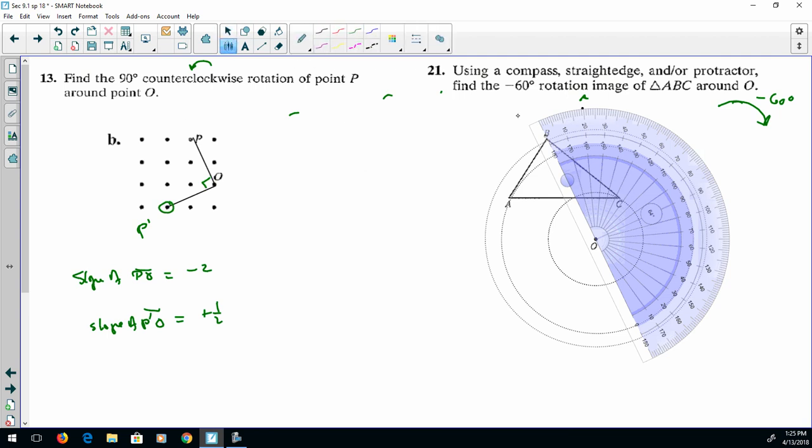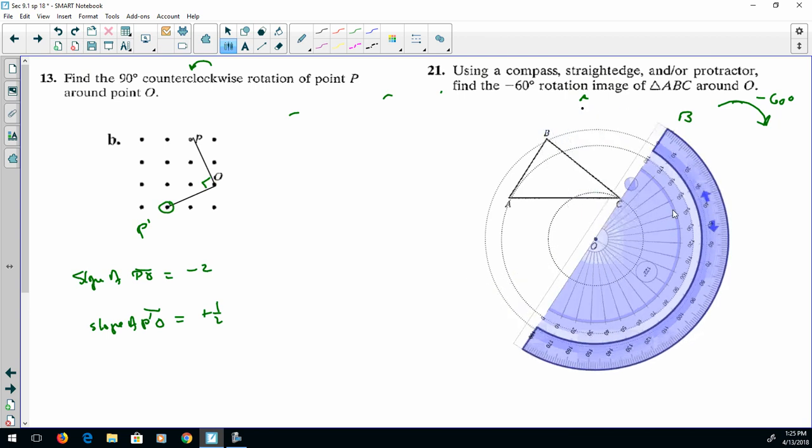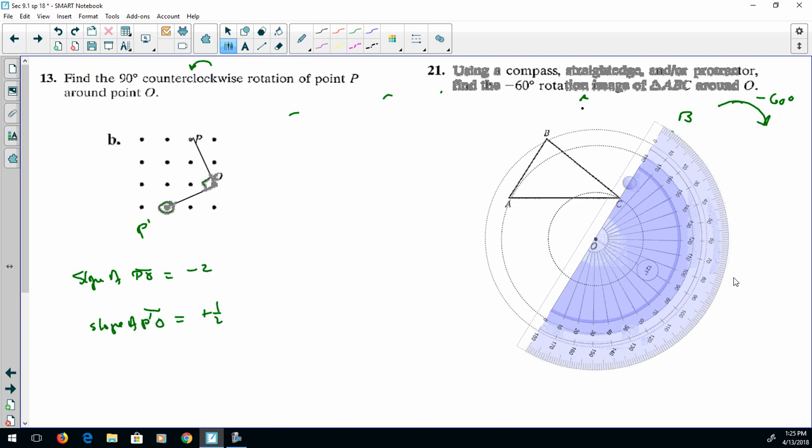And C is going to be rotated 60 degrees. So it's going to be about here. Okay, and C is going to be somewhere off in that direction. Okay. Let's go. We don't need this anymore.